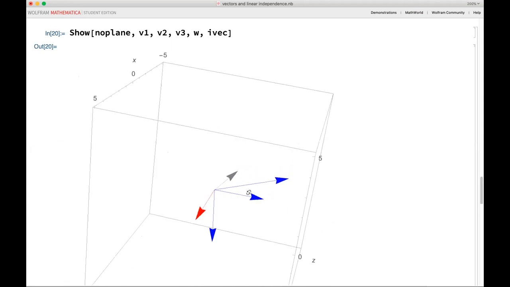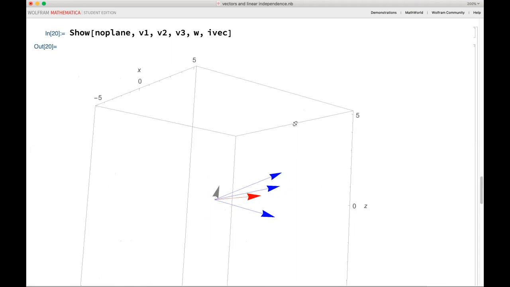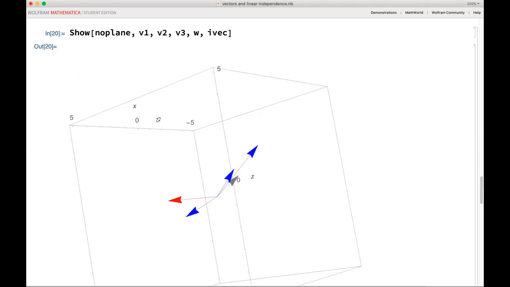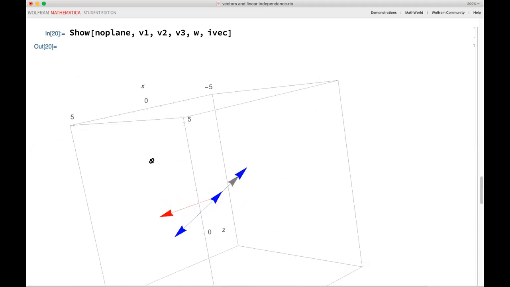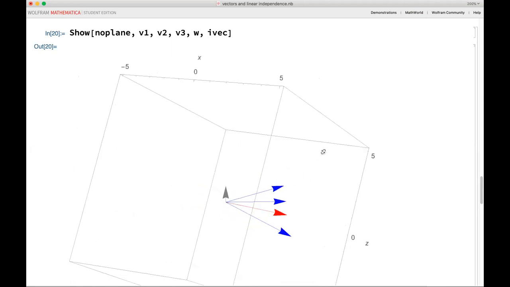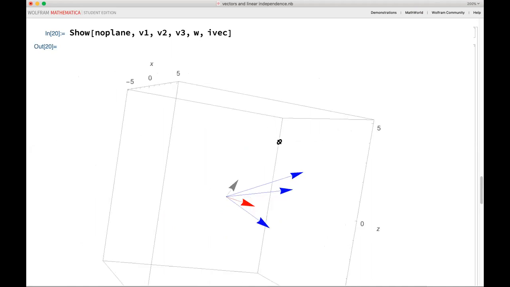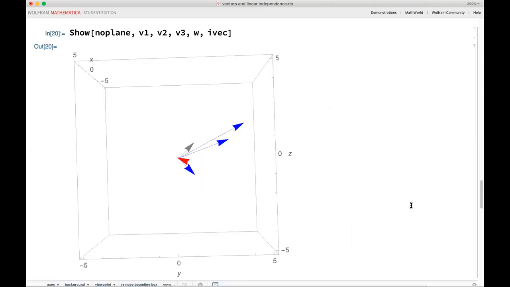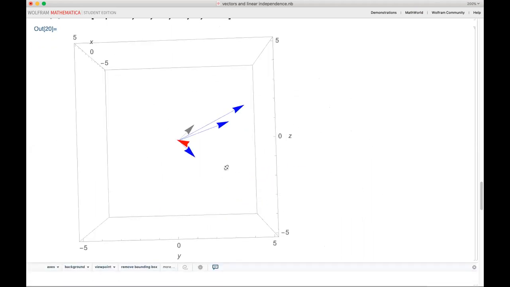The gray vector is W. And then I plotted I, or actually it's 4I to be precise, the red vector, just to show you another vector. So that's just the vector in the positive X direction. And here's the thing. You can drag this around. This is within Mathematica. It's kind of nice.